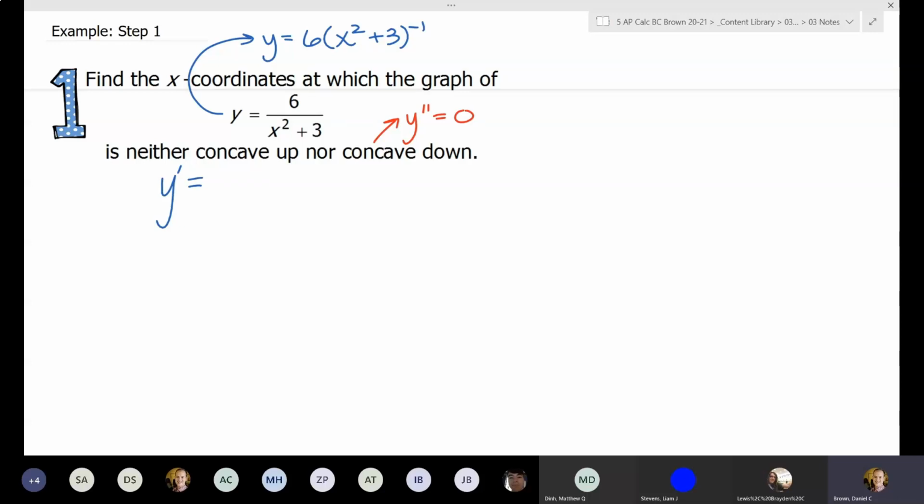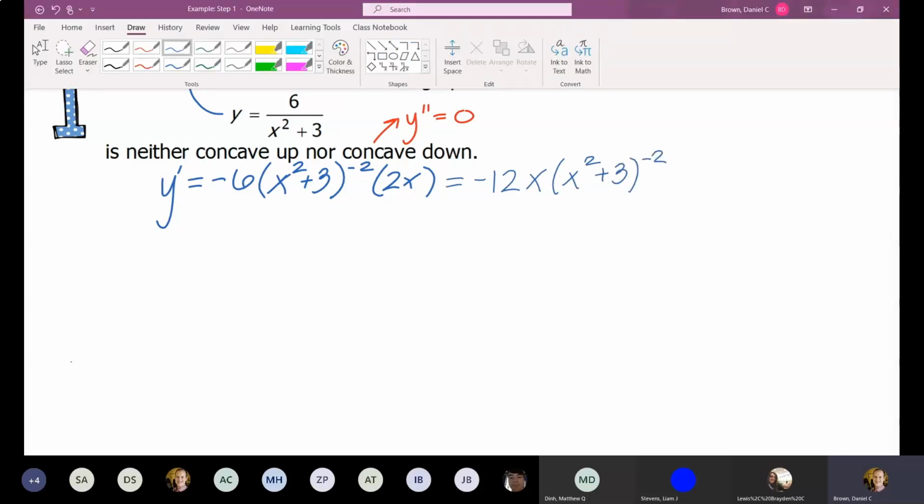I'm going to use the chain rule. That -1 comes down in front. 6 is a constant multiple coefficient. The inside stays the same. The new exponent, -1 minus 1, is -2, and then don't forget about the good old chain rule. Before I find the second derivative, it is helpful to simplify your first derivative. So -6 and 2 makes -12, there's an x, and then I have (x squared plus 3) to the -2. So that is my first derivative.